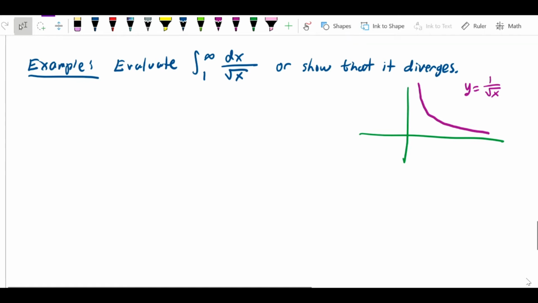So for our next example, we're going to either evaluate the integral from 1 to infinity of 1 over root x, or show that it diverges. Based on the last example, you might have looked at that and said, oh, I see how it works. Functions of this shape, even though we can extend them all the way out to infinity, that means that this area surely must be a finite number, and we just have to find it.